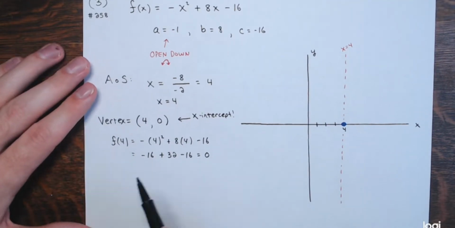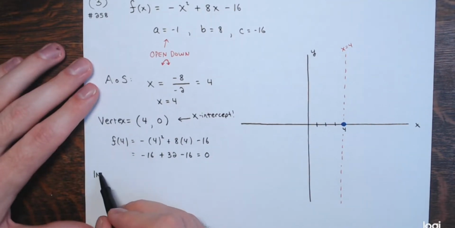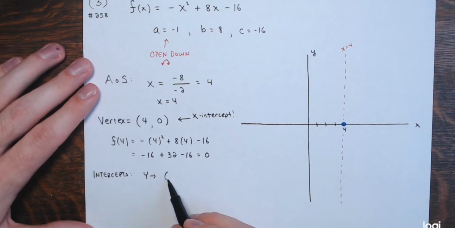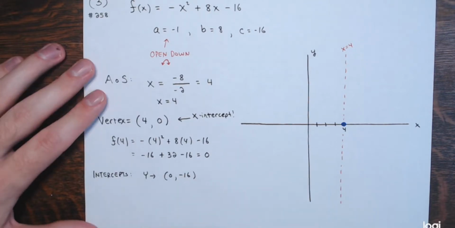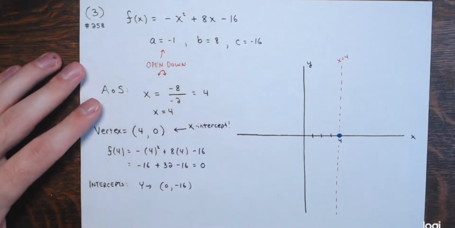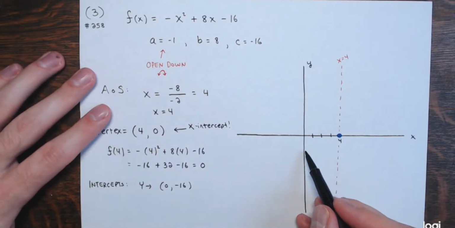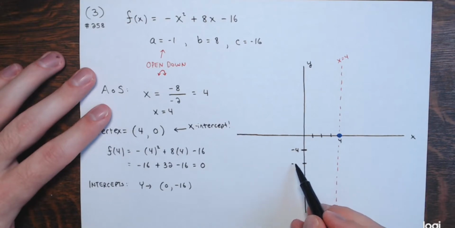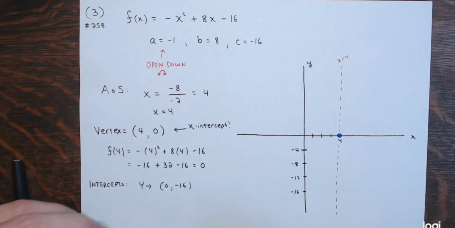So then the intercepts, the only one I'm going to find is the y. The y-intercept is 0 for x and -16 for y. If x were 0, clearly the output would be -16. So I'm not going to go down 16 notches here. I'm just going to have my notches represent 4 units. So this is -4, -8, -12, and -16. We'll say the y-intercept is here.